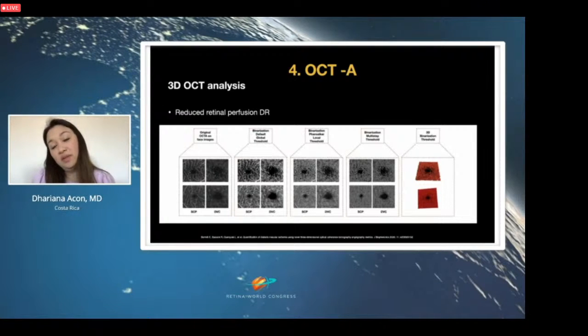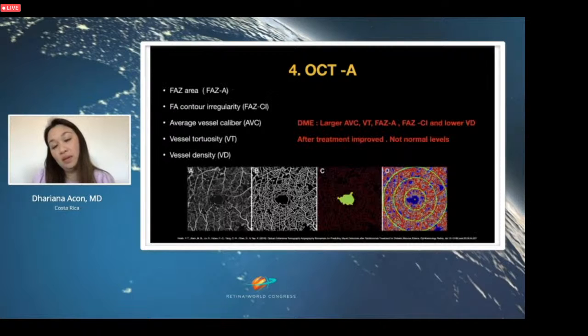And specifically for diabetic macular edema, we can also see these biomarkers. We can see foveal vascular zone area, the irregularity and contour of this zone, the average vessel caliber, vessel tortuosity, and vessel density. In image A, you can see the original OCT analysis.